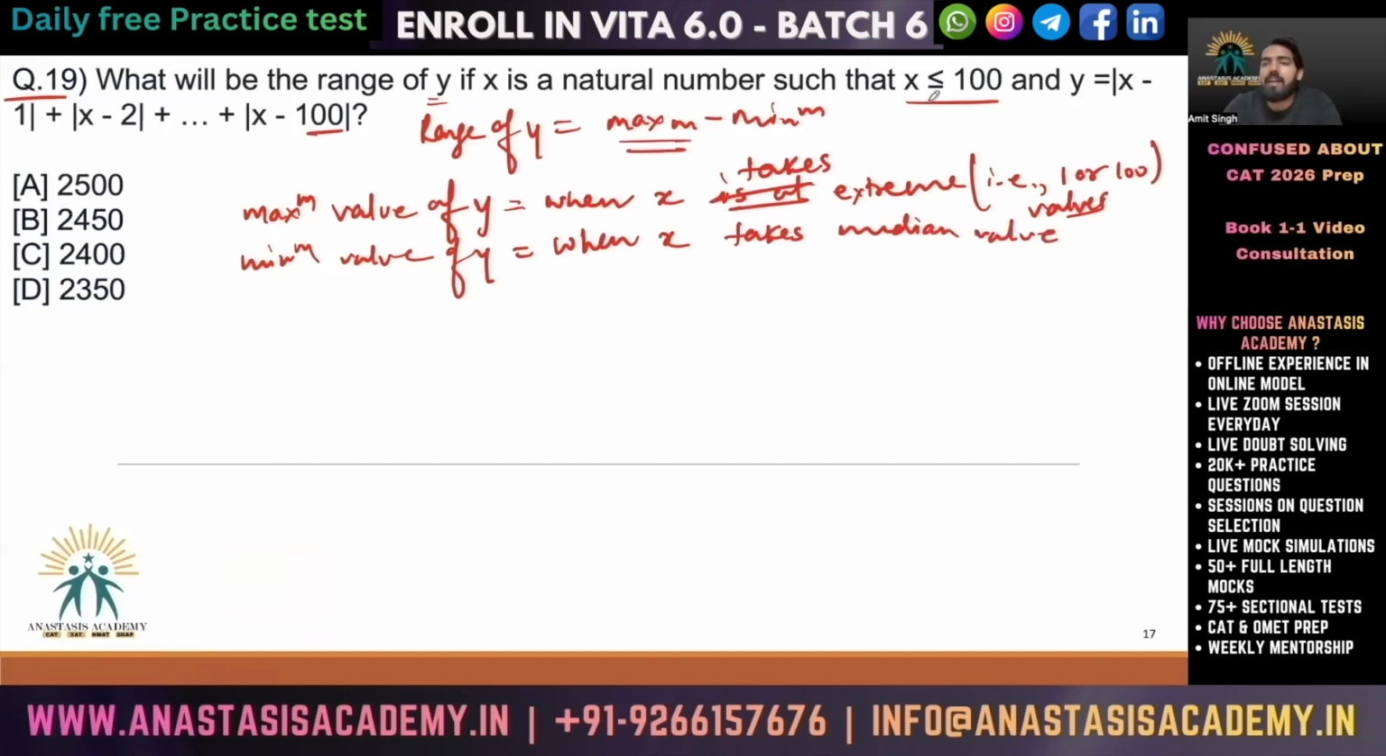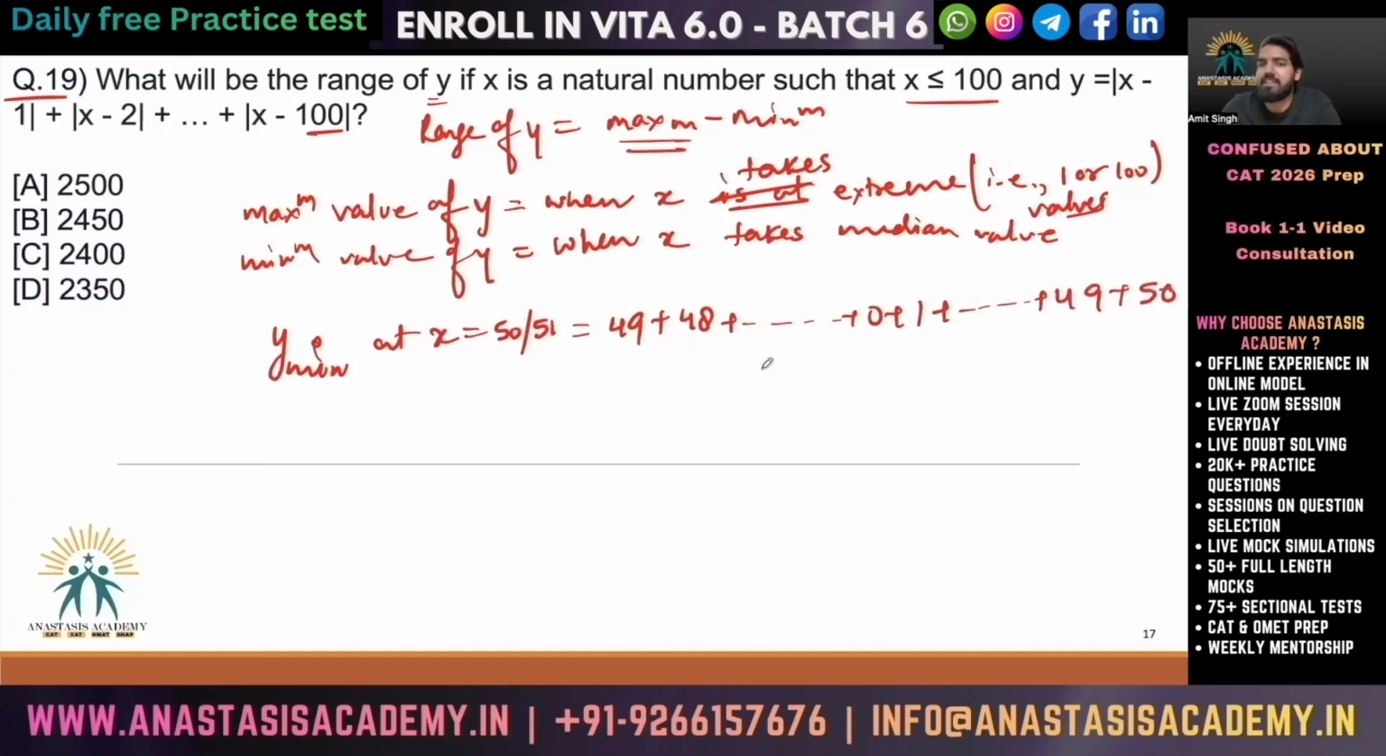So x is from 1 to 100, the median would be either 50 or 51. So the minimum value of y would be at x equal to 50 or 51. Let's take what is the value of y. So 50 minus 1 is 49 plus 50 minus 2 is 48 plus so on till 0 plus 1 plus 49 plus 50, right? This is the case.